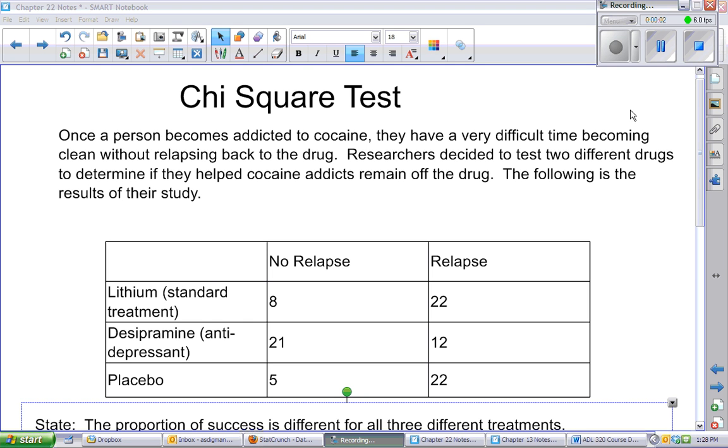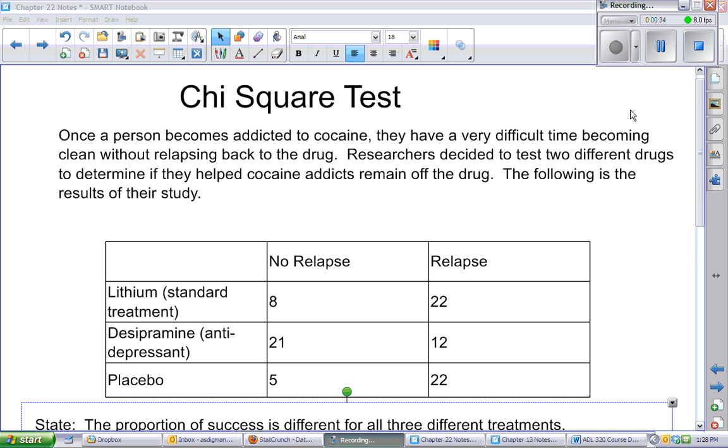Our chi-square test gives us our data in a slightly different manner than what we have previously been used to. Instead of just giving the straight up data, we're given a two-way table where we can calculate proportions of the whole, or can look at just the number that fall in each category, basically. So we're looking at an addiction to cocaine example here. And basically they're trying different treatments to see what is the best treatment that will defer another relapse.